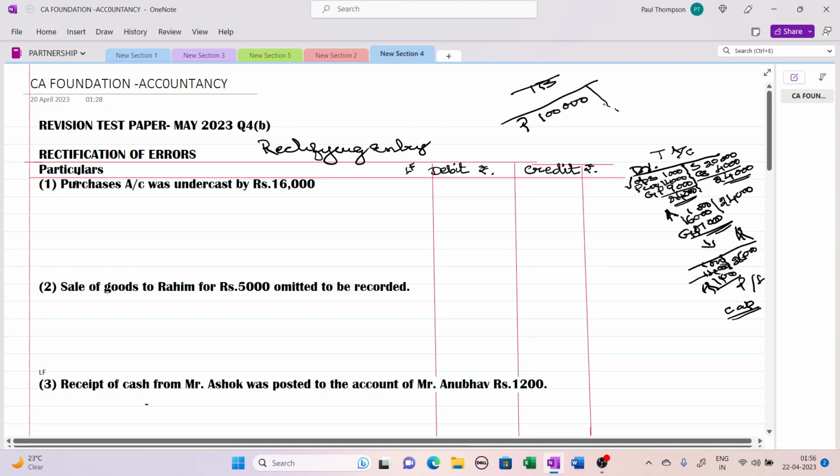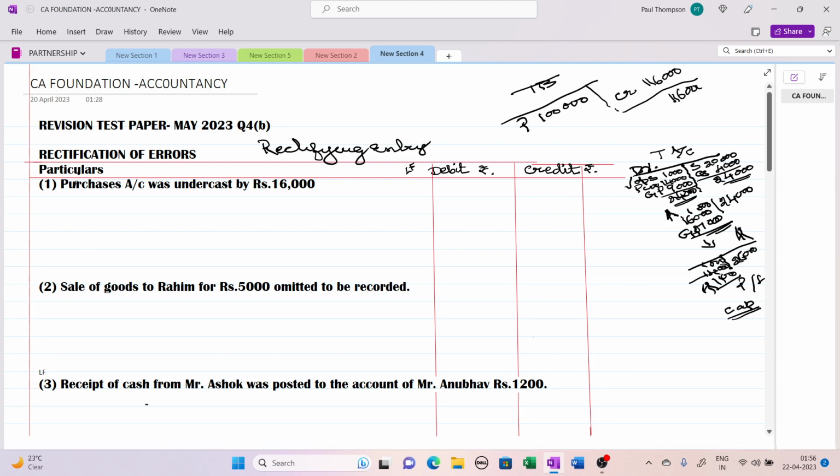Let us take it as a credit purchase for easy understanding. So creditors will appear on the credit side, 1,16,000. That was posted properly. So when I total my trial balance, this side will be 1,16,000 and this side will be 1 lakh. In order to tally these two, I would have put 16,000 on this side by creating a temporary account, which is known as a suspense account.